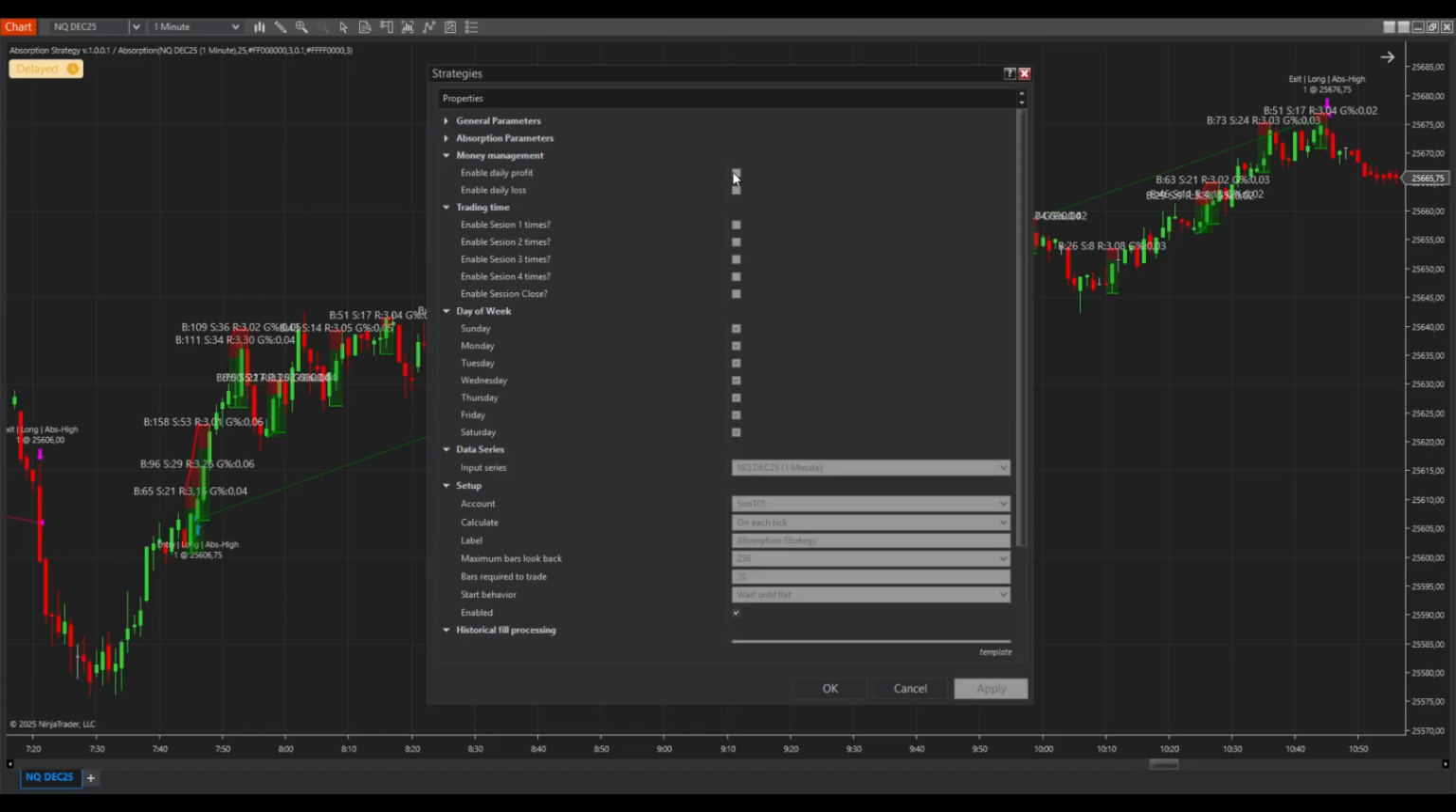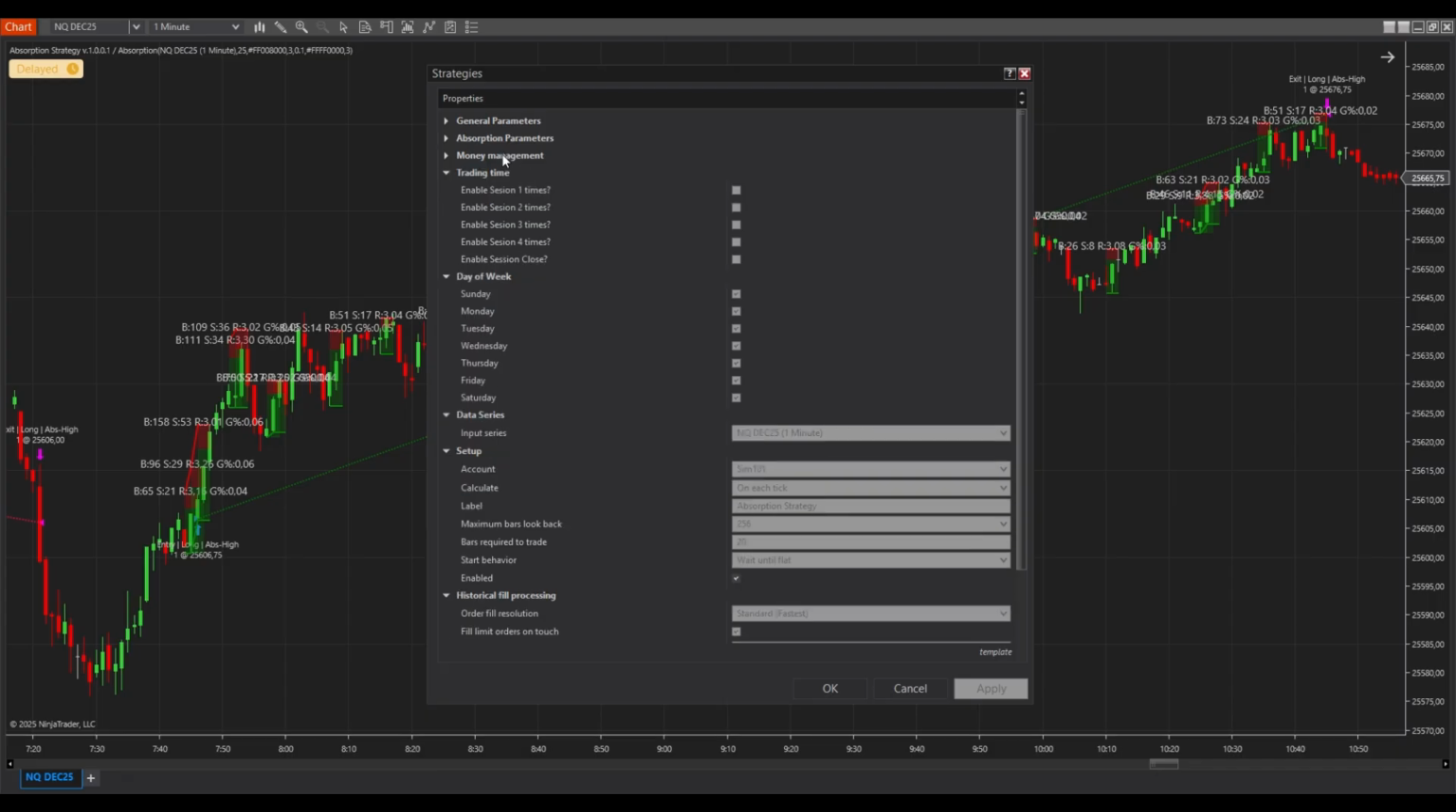Money management. Enable daily profit lets you set a daily profit target. When enabled, trading stops once the target is reached. Enable daily loss lets you set a daily loss limit. When enabled, trading stops once the limit is hit. Daily loss limit sets your maximum daily loss in dollars. Daily profit target sets your daily profit target in dollars.